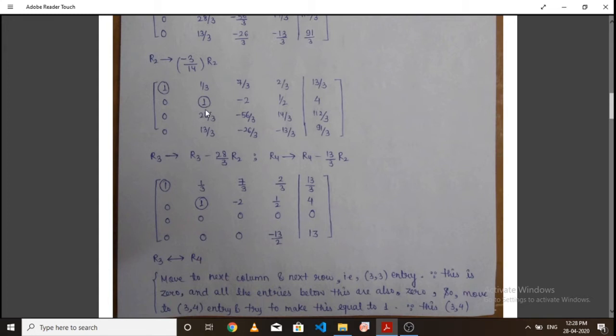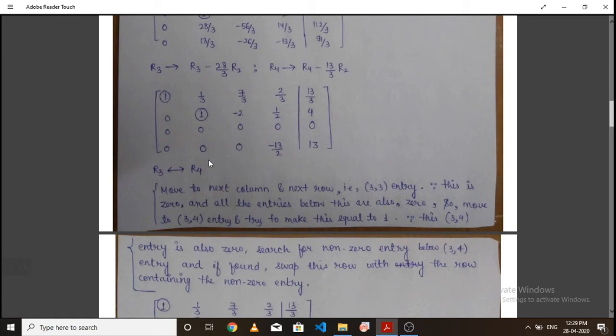After this, I have to convert the entries below the pivot into 0. That is, I have to convert 28/3 and 13/3 into 0. This can be done by using these two row operations. Since we are making changes in R3 and R4, R1 and R2 remain unchanged and R3 and R4 get transformed in this manner. So we are done with column number 2.